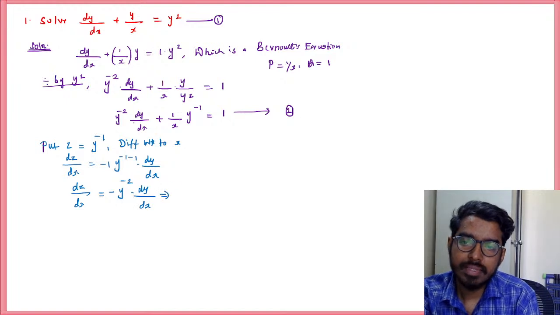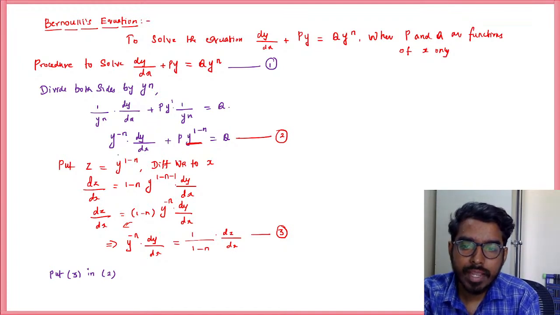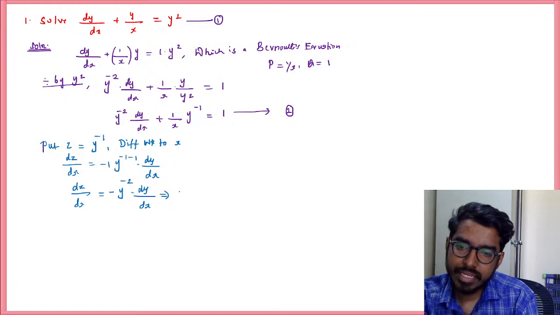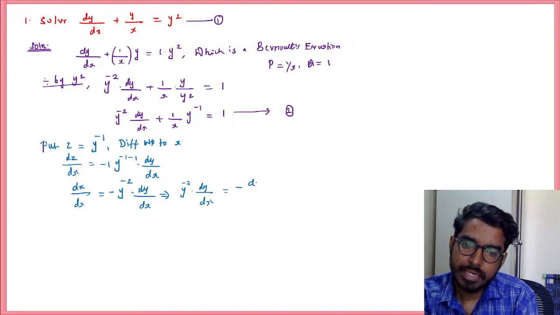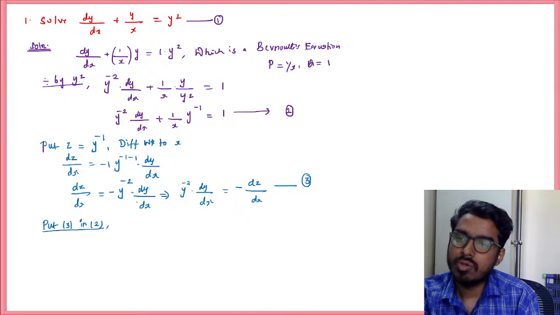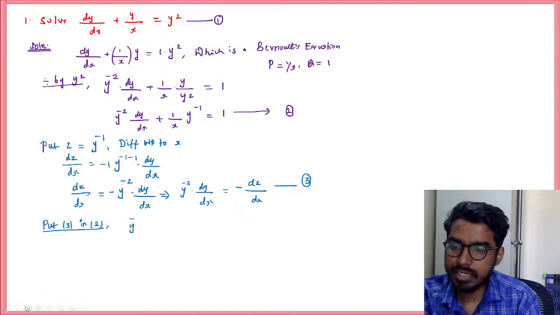This implies you can start getting the value of this term, right? That is what we will do here. After putting this to be equal to z, when you differentiate with respect to x, you will find the value of this entire term. That is what we are doing here also. So y power minus 2 dy by dx value is minus dz by dx, right? Now put 3 into. So you will have y power minus 2 dy by dx value is, okay, let us write that term.